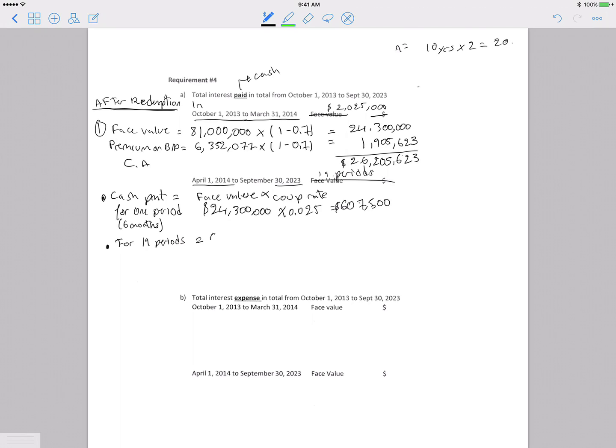So we have cash payment for 1 period by number of periods left. So 607,000 multiplied by 19, and this is going to give us 11,542,000. So this is for 19 periods.